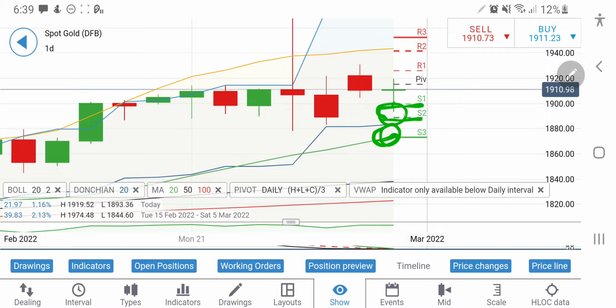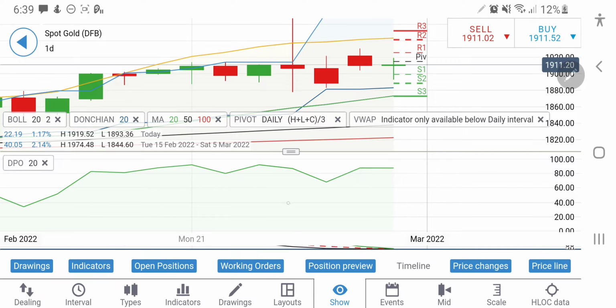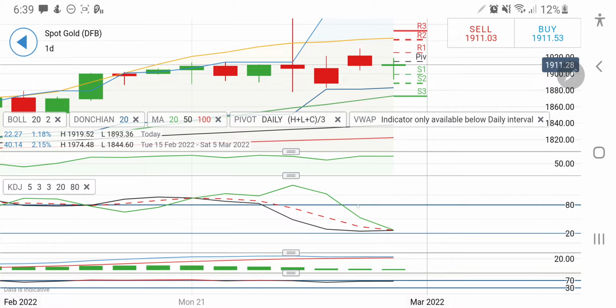I think this should provide very strong support before it tries to come back towards 1880 or below levels. But yes, I think 1890 is very strong support. This might be the support for the day, which it might not break. On the upside, 1920 and 1925 levels are going to be very strong resistance for gold. Now let's have a look at the indicators on the daily chart.